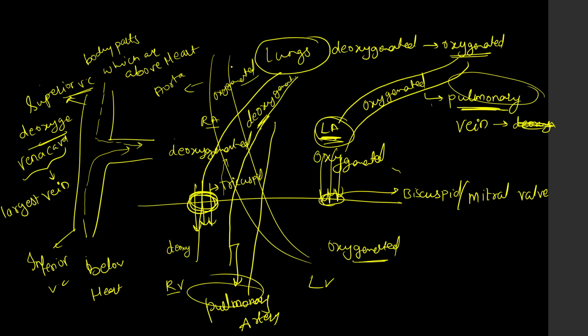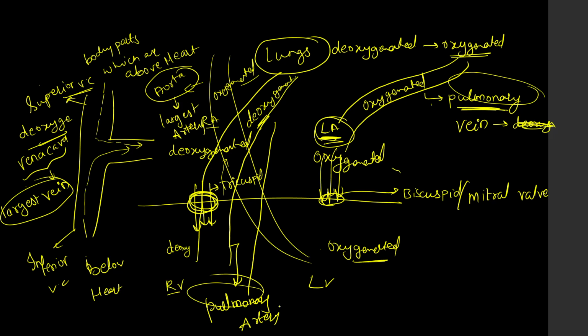The oxygenated blood leaves the left ventricle through the artery called the aorta, which is the largest artery. So remember this fact: vena cava is the largest vein and aorta is the largest artery.